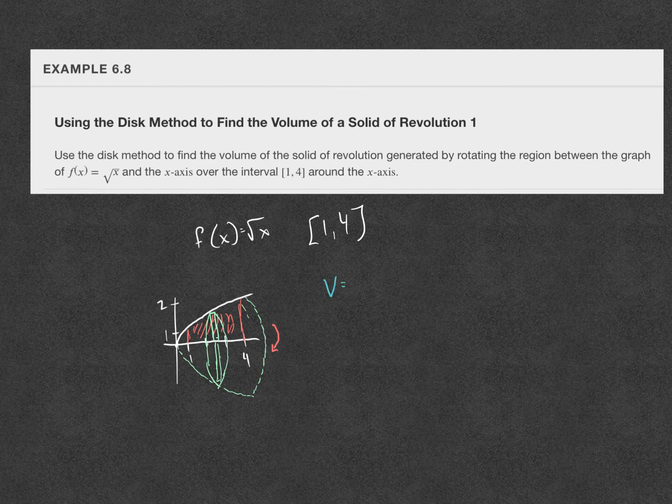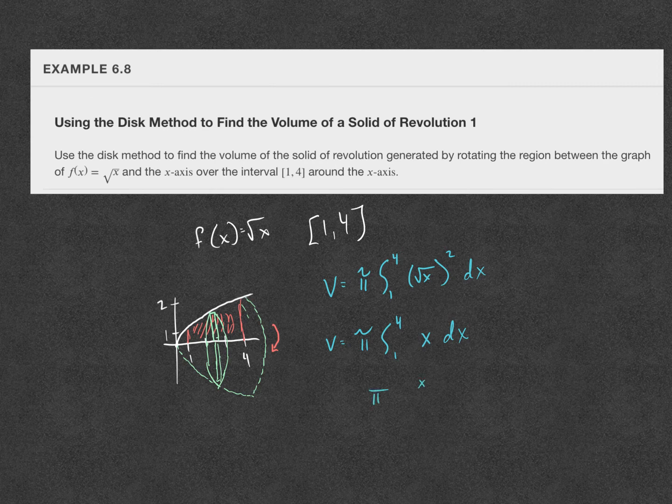We have V equals, using the formula, pi times the integral, our bounds are given to us, 1 to 4. Our function is radical x squared dx. So to simplify this one first, pi, integral from 1 to 4. Do the squaring before you take any antiderivatives. The square root and the squared cancel each other out, so it's just x dx.